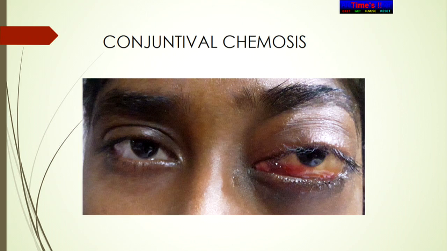So there are few complications. You can have conjunctival chemosis, which is transient.